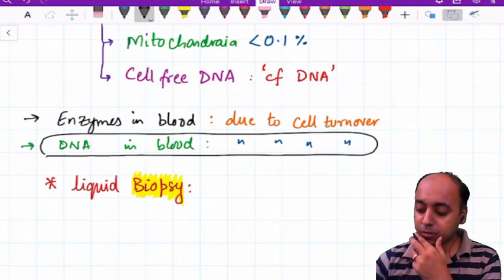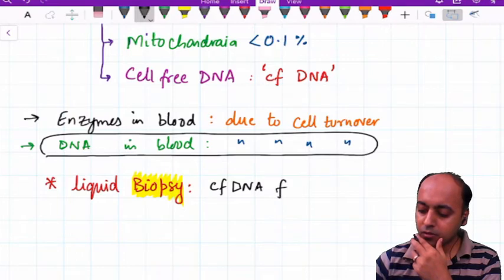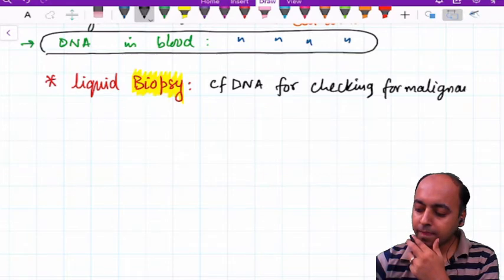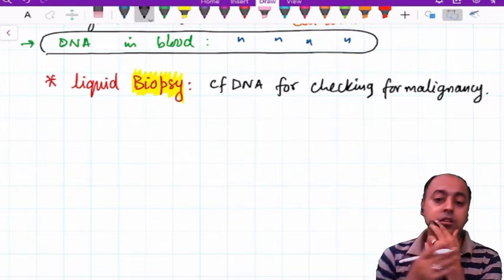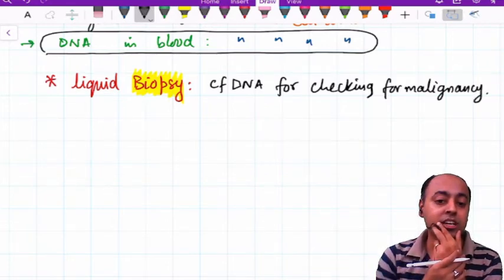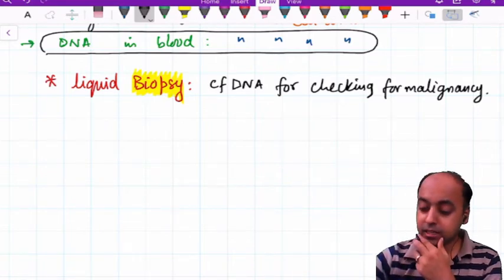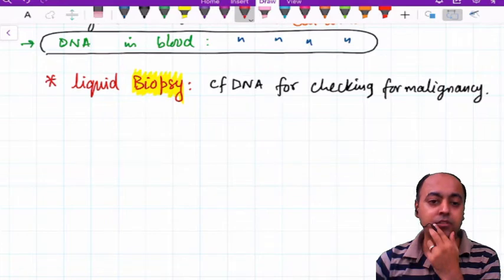So basically, liquid biopsy uses cell-free DNA for checking malignancy. In very simple words, it uses the cell-free DNA for checking malignancy. Alright, that is one.